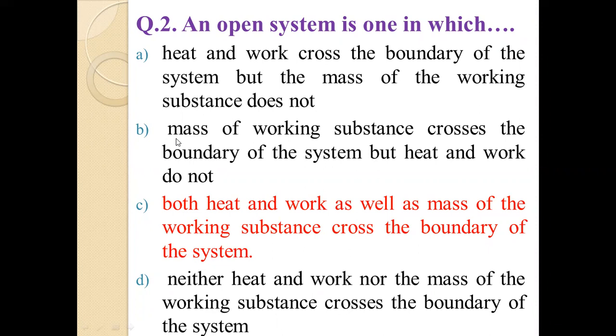Now, second, mass of the working substance crosses the boundary of the system, but heat and work do not. This is also not the answer, because the definition of an open system is that energy crosses the boundary as well as mass also crosses the boundary. Option C, both heat and work as well as mass of the working substance cross the boundary of the system. This is correct. An open system is one in which both heat and work as well as mass of the working substance cross the boundary of the system.